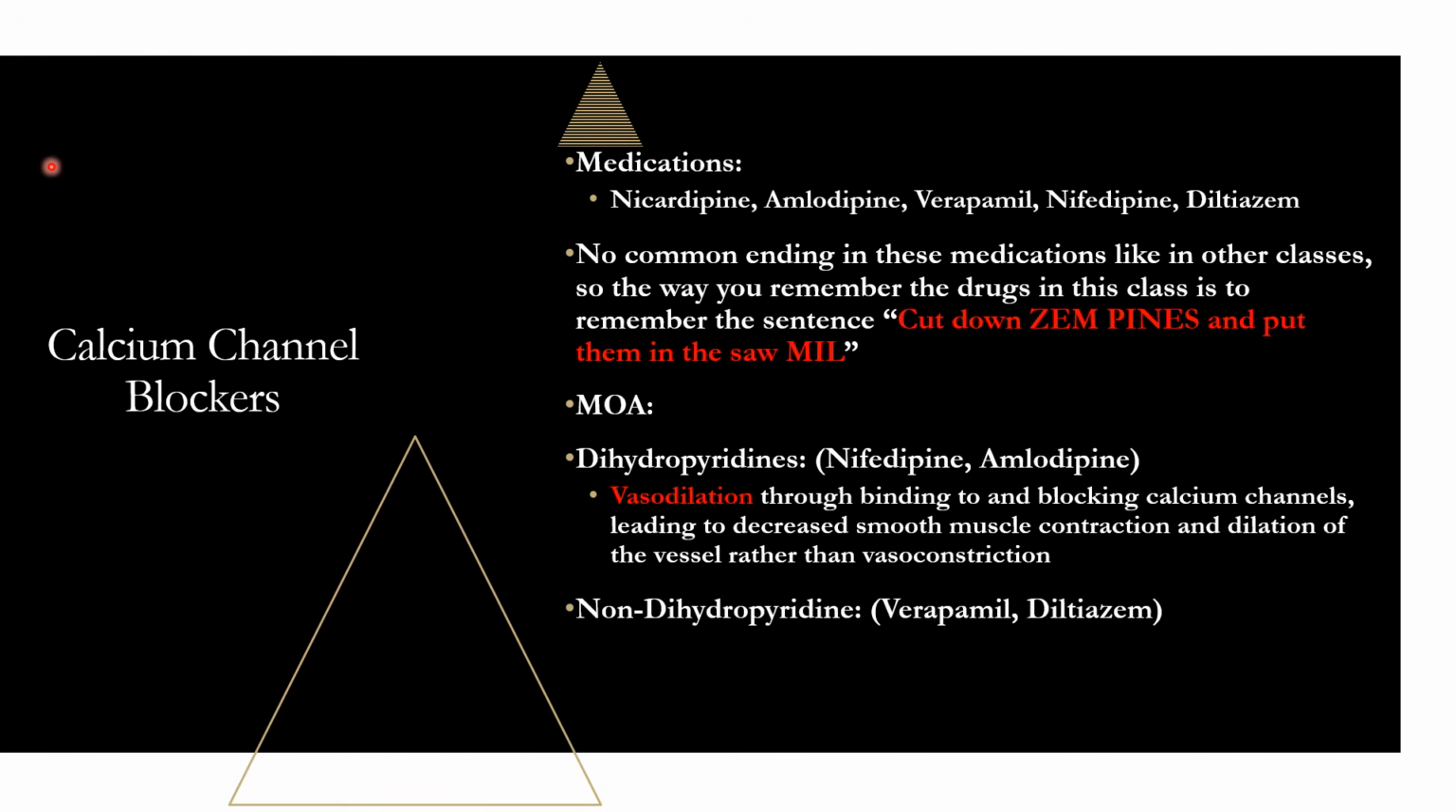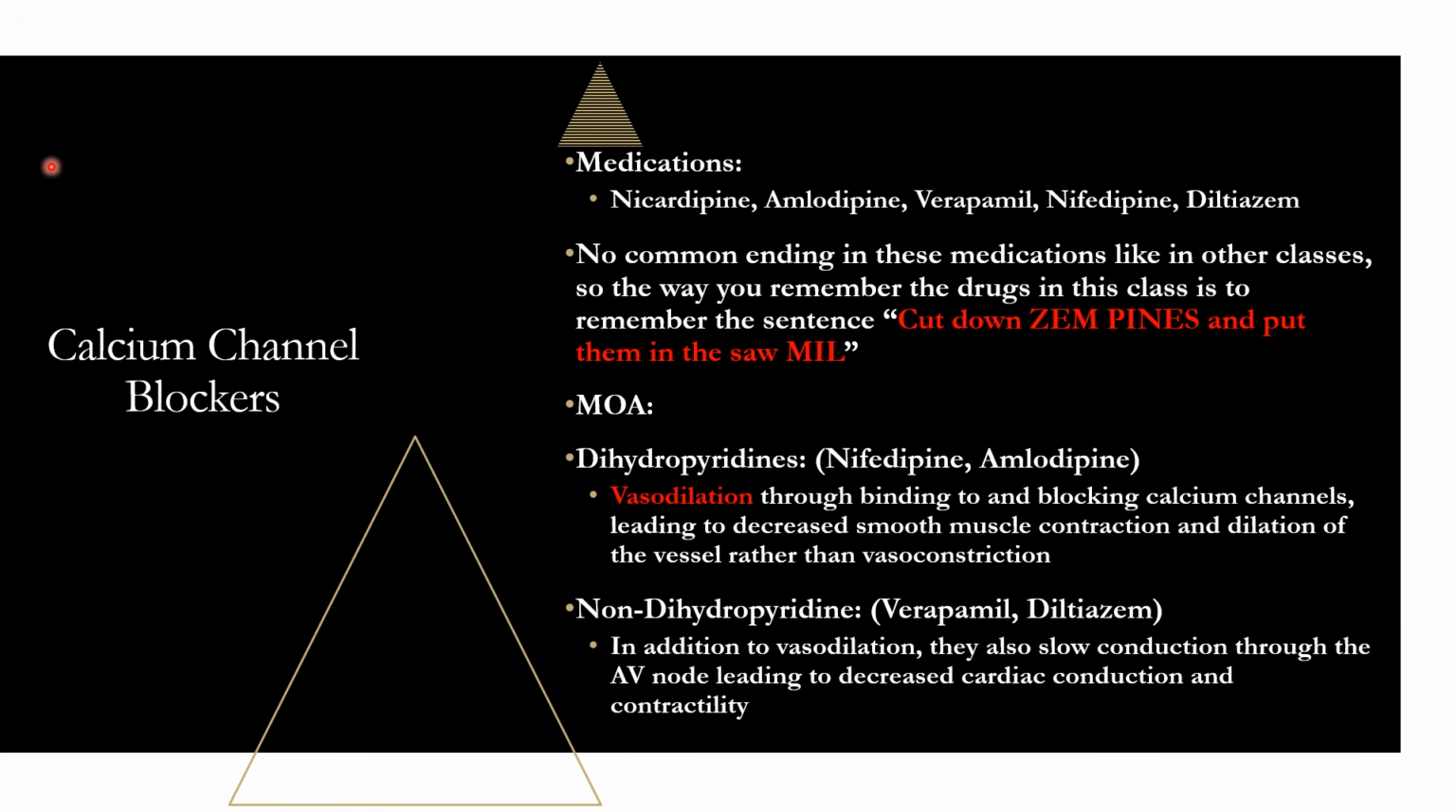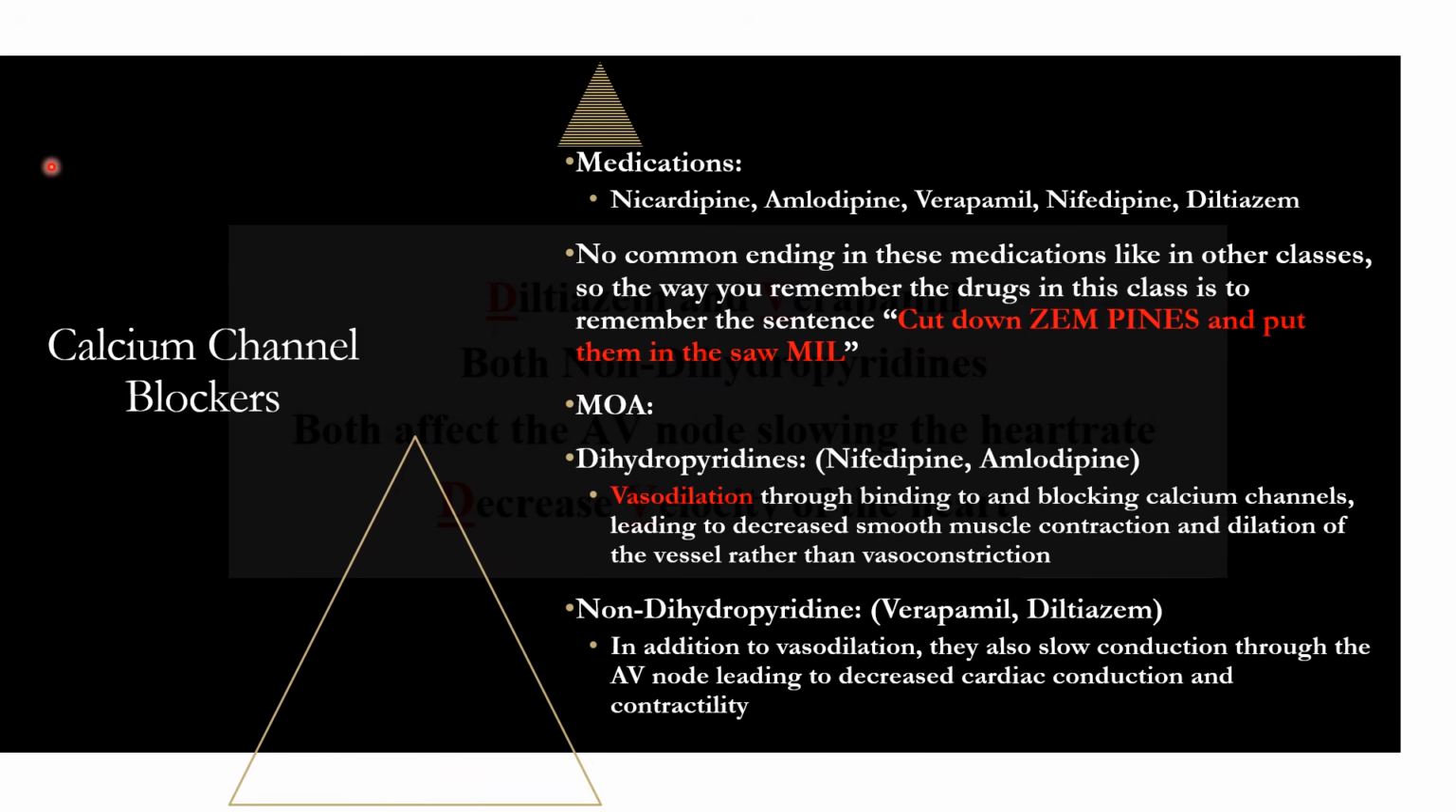Now non-dihydropyridines, this is really important: verapamil, diltiazem. These medications, in addition to vasodilating, they do that as well, but they also slow conduction through the AV node, and this leads to decreased cardiac conduction and contractility. So remember that because these medications have a lot more utility than just the dihydropyridines. They can be used in a lot of arrhythmias, and they have a lot more problems too because of that. But with non-dihydropyridines, remember you're adding on both the decreased cardiac conduction and contractility.